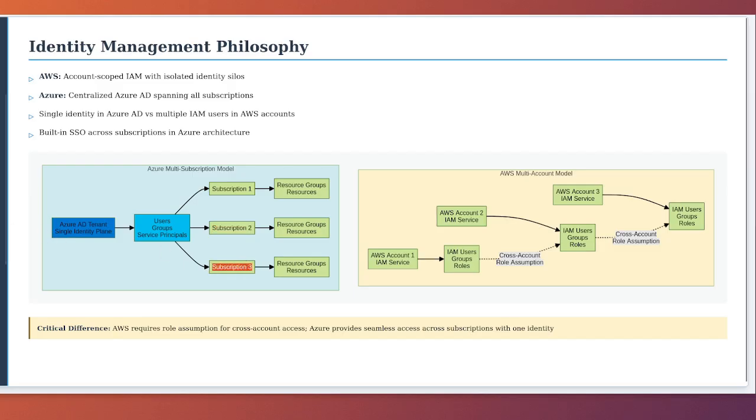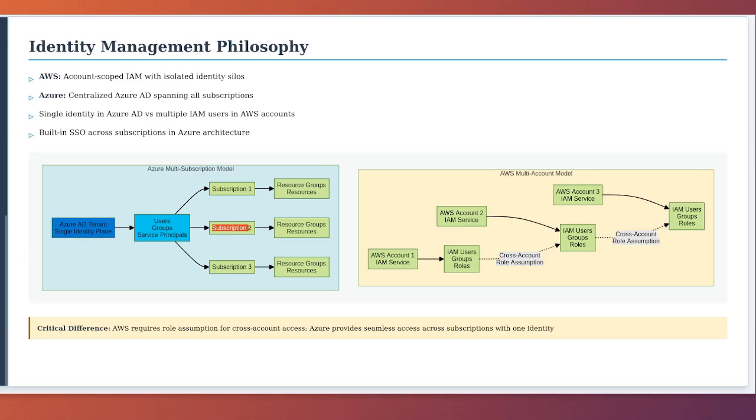This architectural difference has profound implications. In AWS, you might create separate IAM users in development and production accounts, managing them independently. In Azure, one person has one identity in Azure AD that can be granted different permissions in different subscriptions. This reduces identity sprawl but requires careful planning of your Azure AD tenant structure.